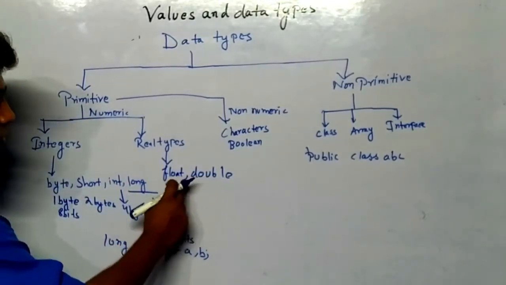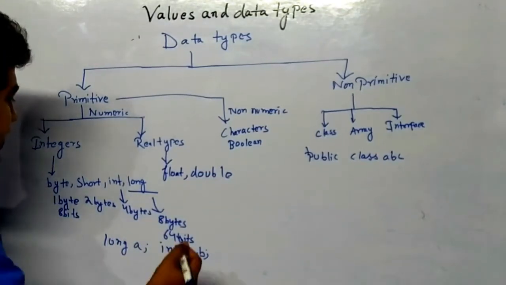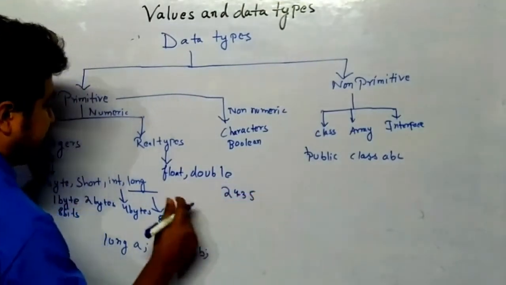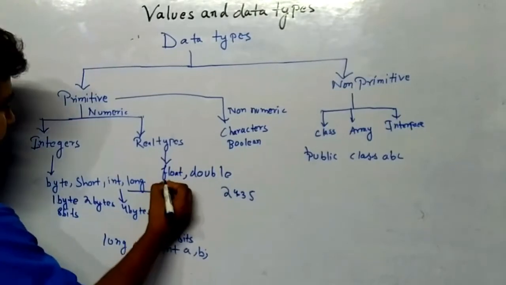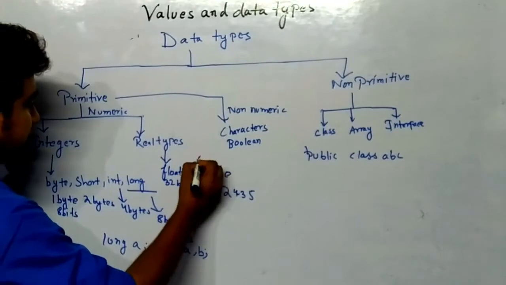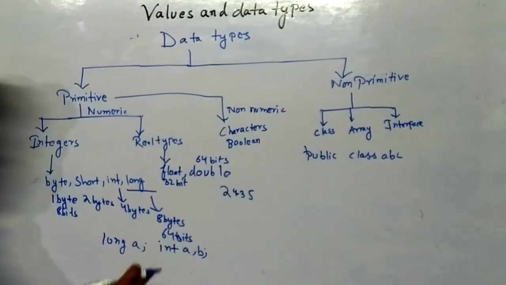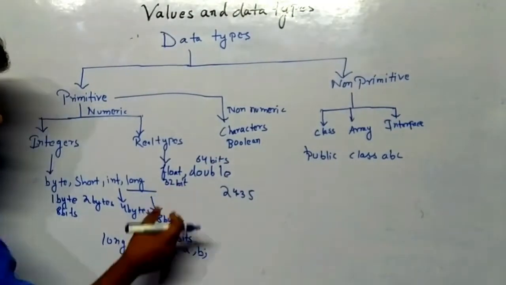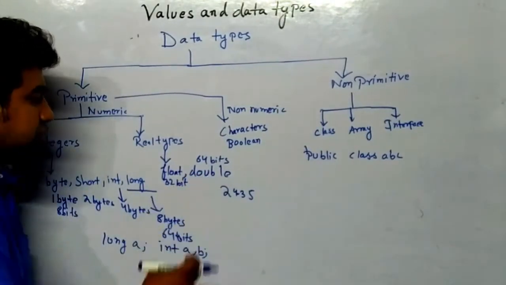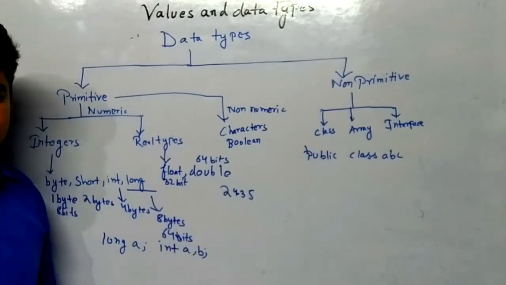Now about floating, float and double. These are storing decimal type of values. Decimal type of values means if you want to store 24.35, then you will be storing in float or double. And float size is 32 bit and double size is more, that is 64 bit. The size of float is small, and the size of double is very large. Depending upon the requirement, you can choose your data type.